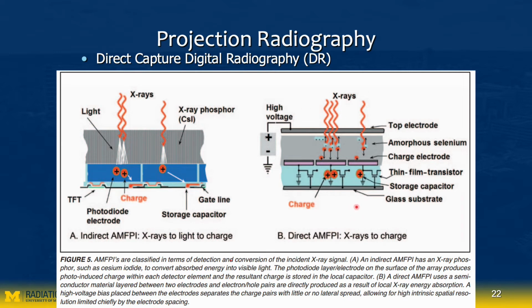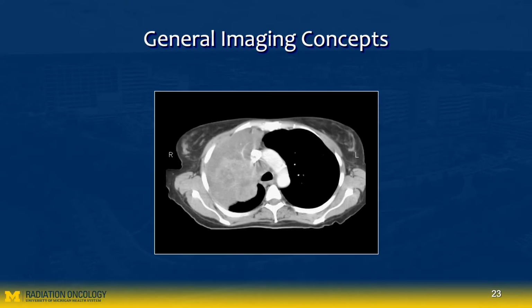This is actually more like what we have in our department, like the OBI kilovoltage panel and the megavoltage panel. You don't have to take the panel out. The electronics are connected directly, and when it's irradiated, almost instantaneously we acquire the image.